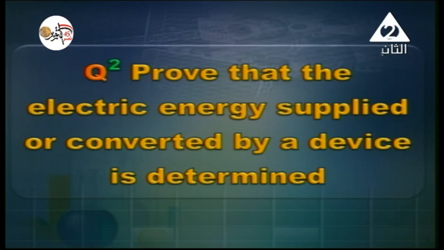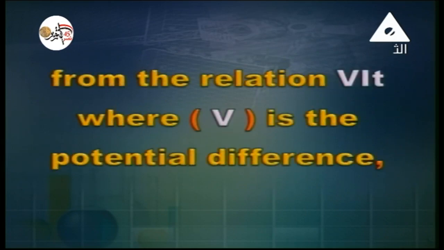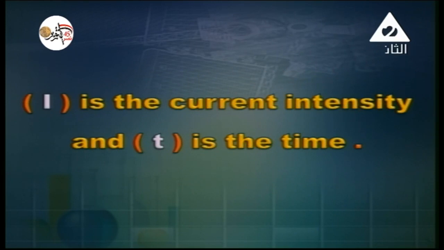And now we've got a different type of question. Prove that the electric energy supplied or consumed by a device is determined from the relation VIT. V is the potential difference, I is the current intensity, and T, of course, is the time. We want you to prove that electrical energy is determined from the expression VIT.